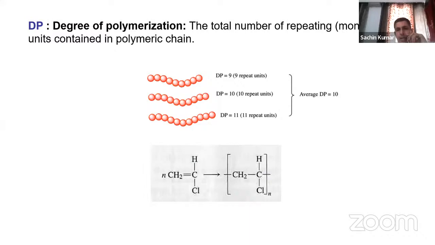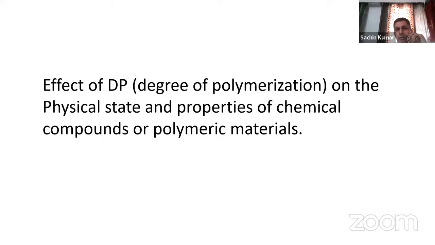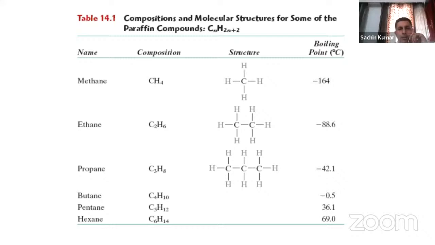Then the effect of this degree of polymerization on the physical state and properties of different materials. The simplest molecule that we have is, say, methane. It exists in a gas state. Its boiling point is minus 164.